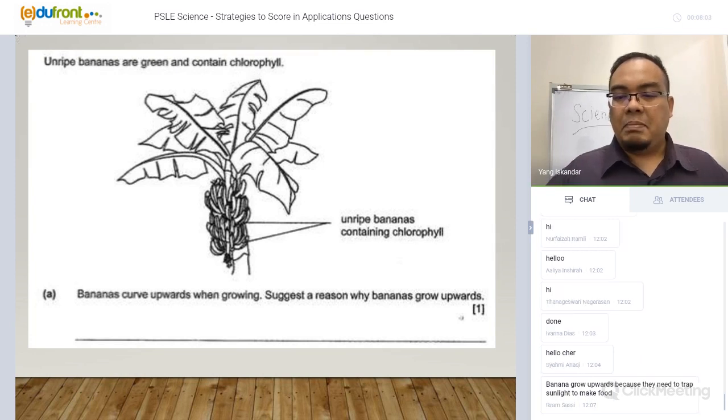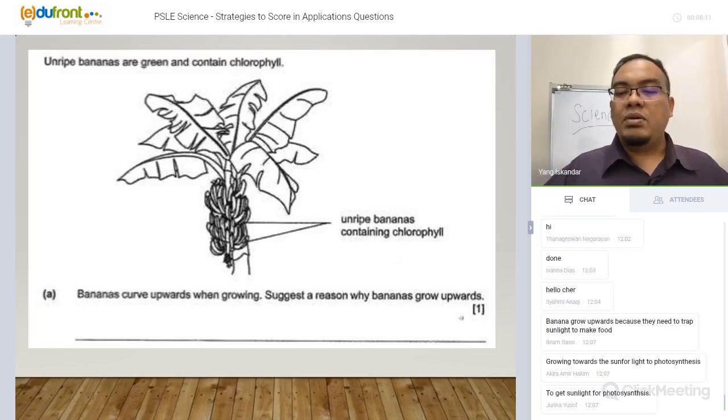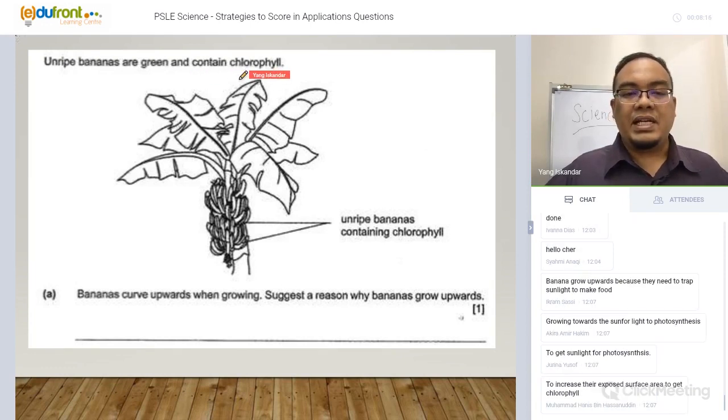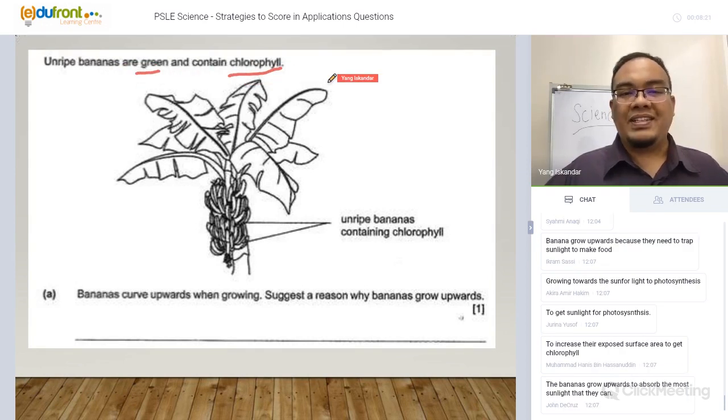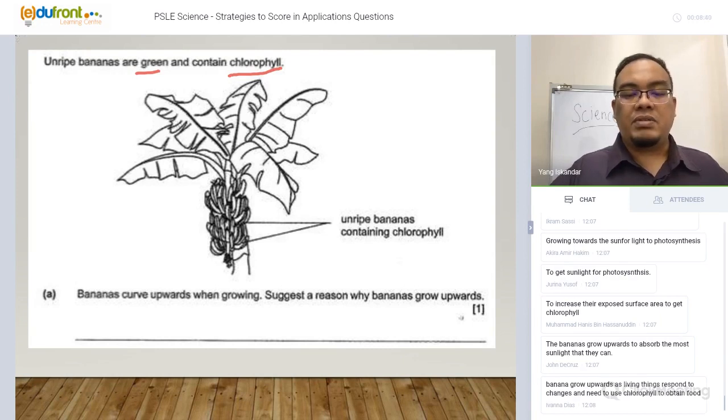Anyone wants to try? Bananas grow upwards because they need to trap sunlight to make food. Ikram says that. How do you know that they trap sunlight? What are the keywords? You can see the keywords here: bananas are green and contain chlorophyll. This gives you a clue of how to answer this question. Without observing this clue, you may not be able to answer or respond accurately. I will move on to the other questions. Later on, I will come back to this question.